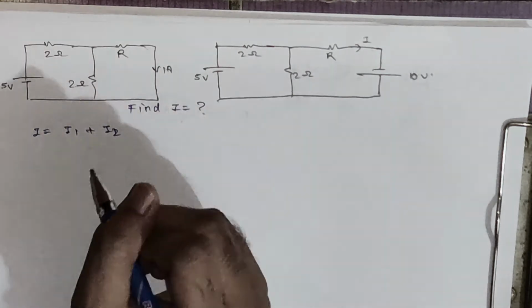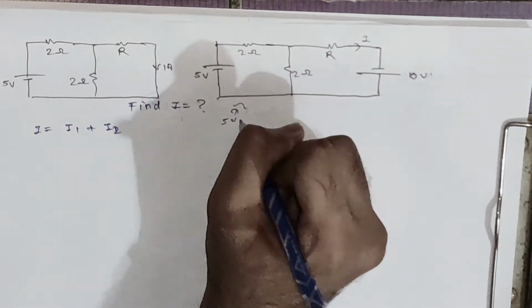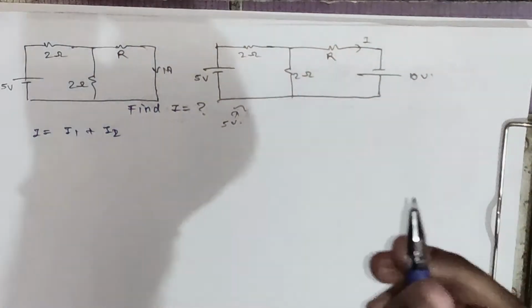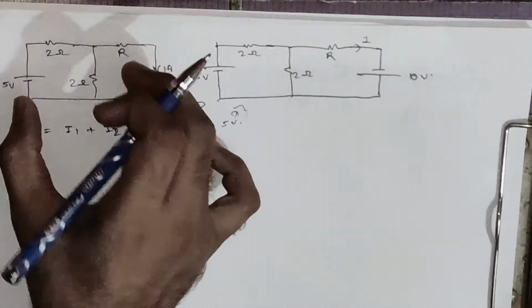Okay, so now let's see this one by one. Here in this circuit, when the 5 volt source is active, then this 10 volt source will be short circuited, by the rule of superposition theorem. So basically we have to change this circuit like this.